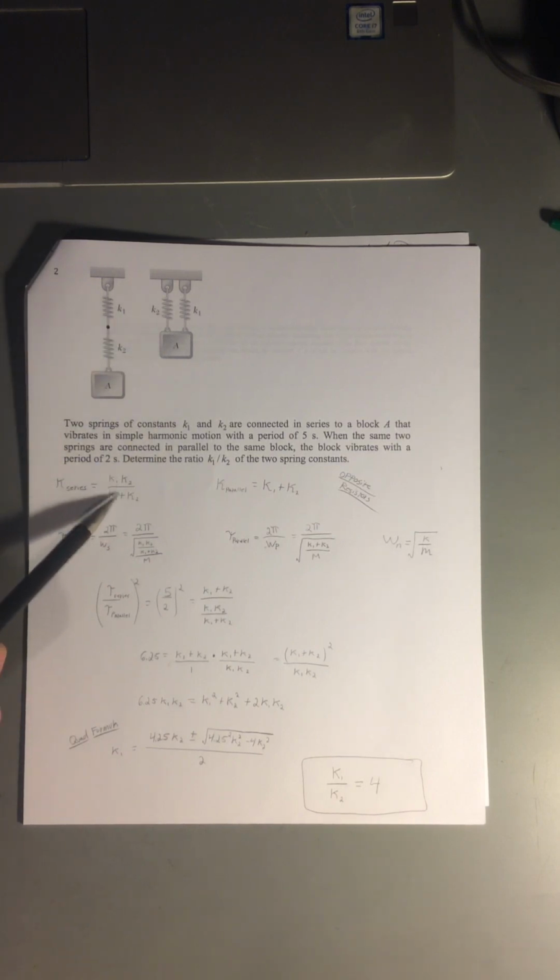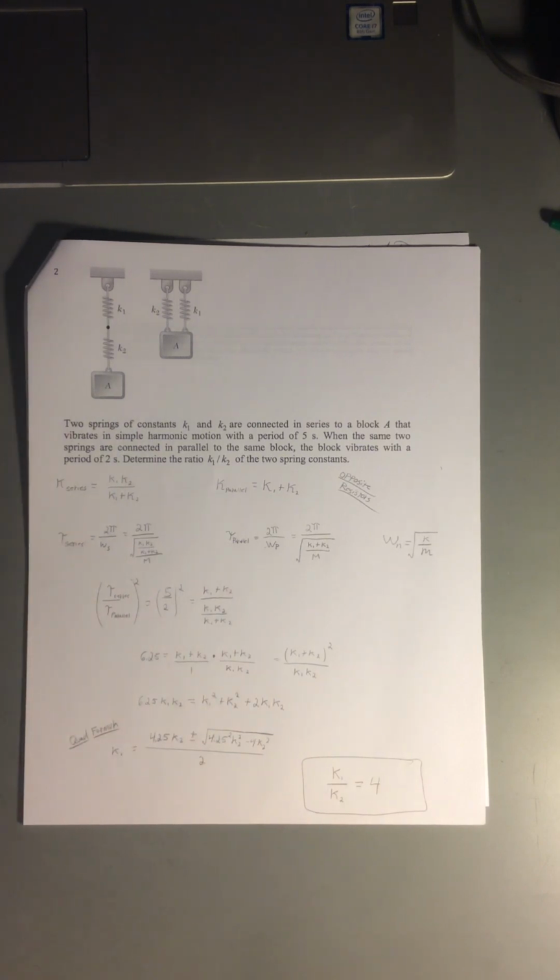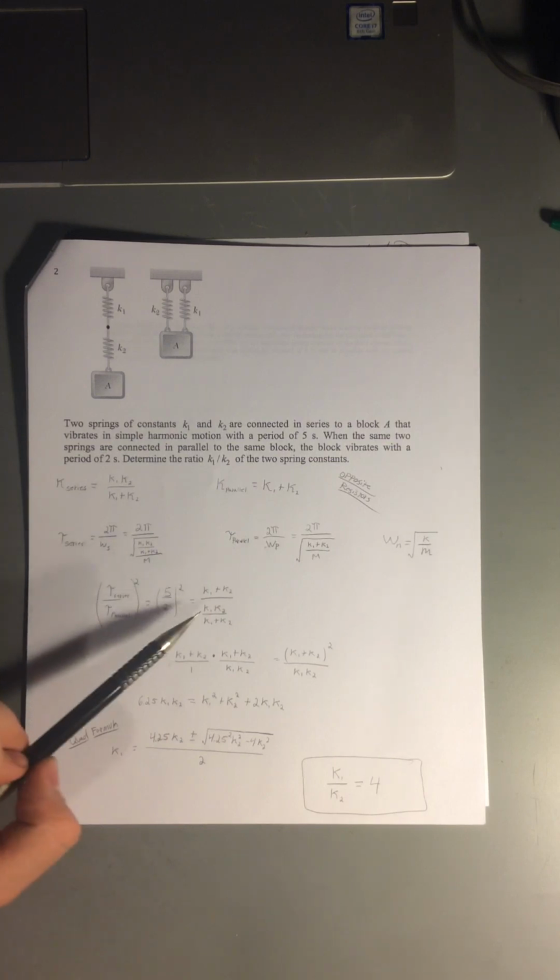And then I've replaced K here with our equivalent K value for these two different situations. So this is K equivalent for the series, which I've plugged in here, and K equivalent for the parallel, which I've plugged in here. And then from there we can create a relationship between the period and these K constants. So these are the given periods in the problem. We were given the series period of 5 seconds and the parallel period of 2 seconds, and we can square that and set it equal to the ratio of our equivalent K values.